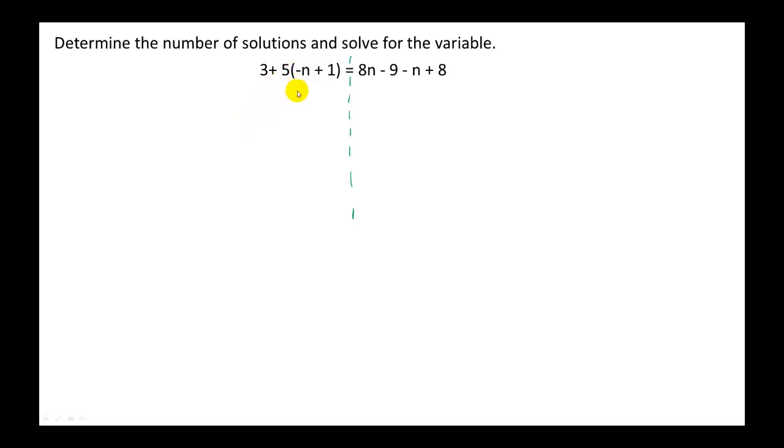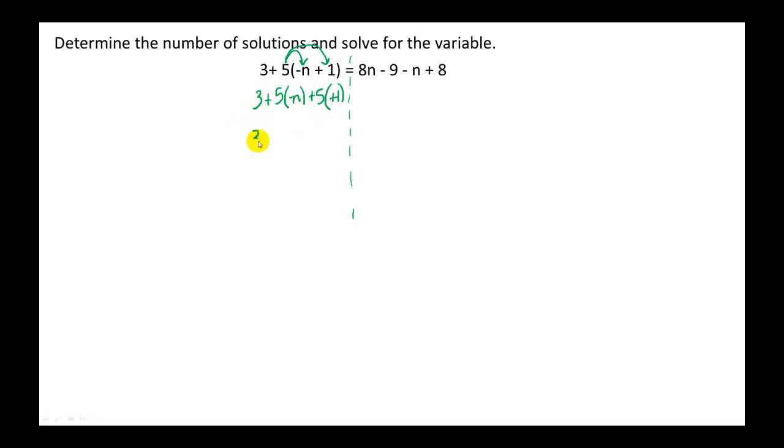So looking at the left side, we first need to deal with the parentheses. This tells us we have the distributive property. So 5 will be distributed to the negative n, and then it will go to the positive 1. So that means we have 5 times negative n and 5 times a positive 1. The 3 we just bring down, we're leaving it alone for now.